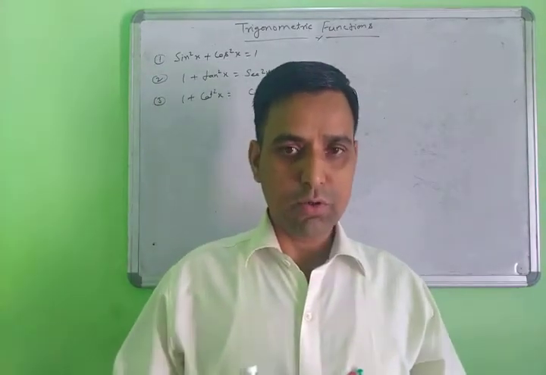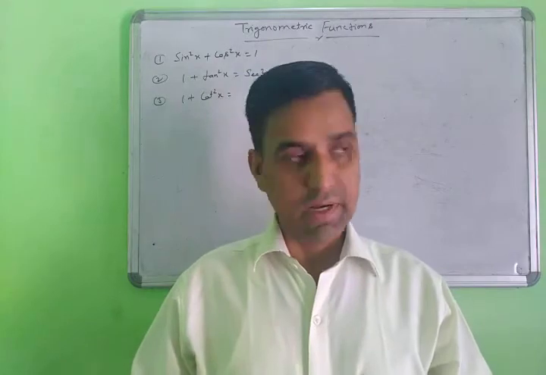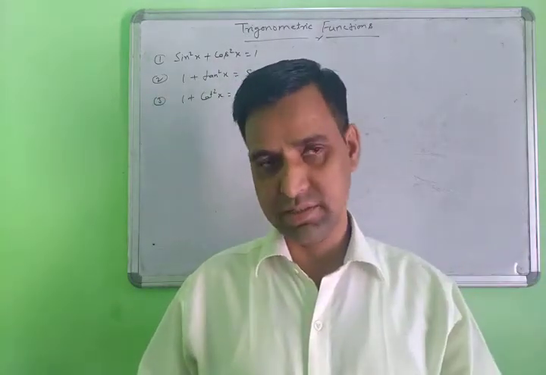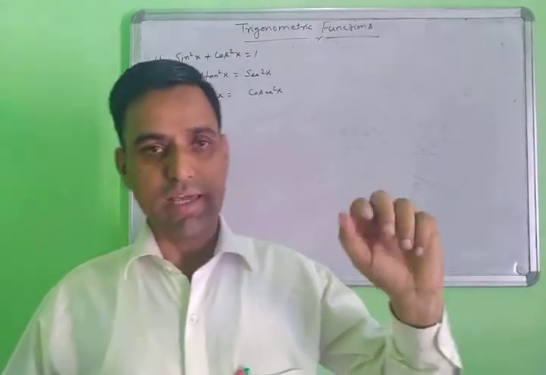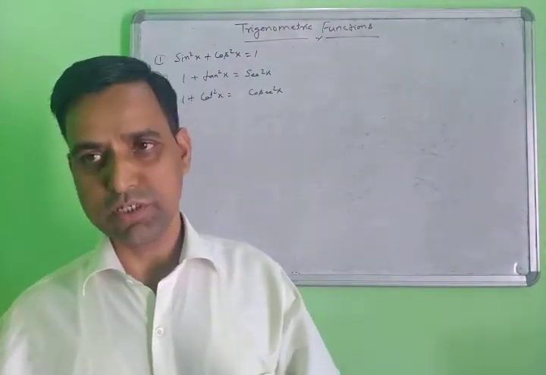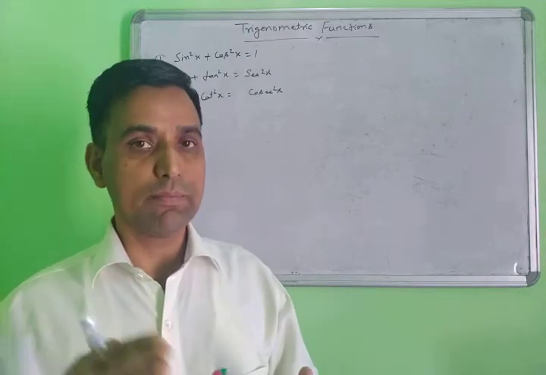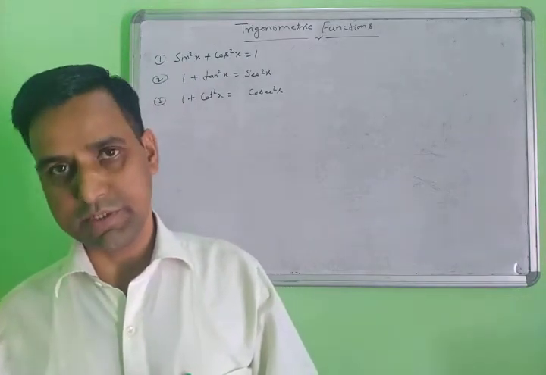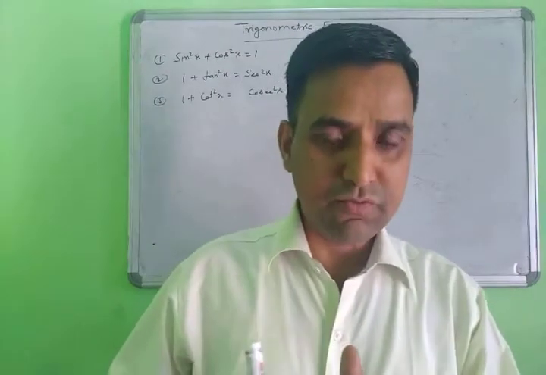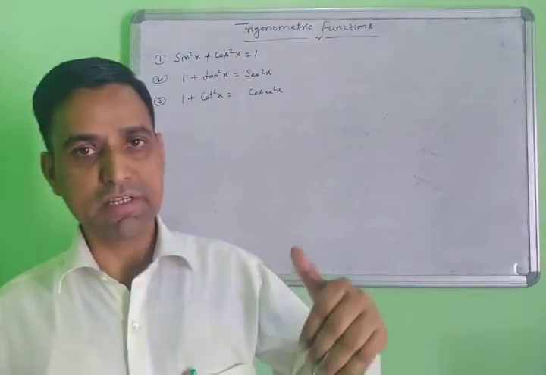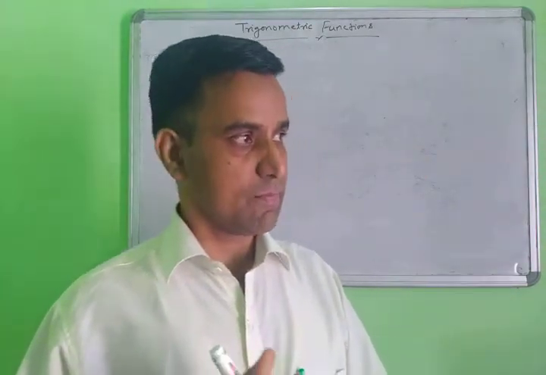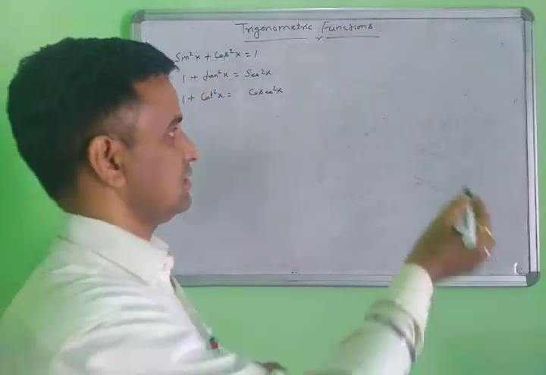I am talking about the trigonometric functions. Trigonometric functions have some identities like sin square theta plus cos square theta equal to 1, 1 plus tan square theta equal to sec square theta, 1 plus cot square theta equal to cosec square theta. But trigonometric functions also have some identities in the quadrants. Today we discuss the identities of the quadrants.